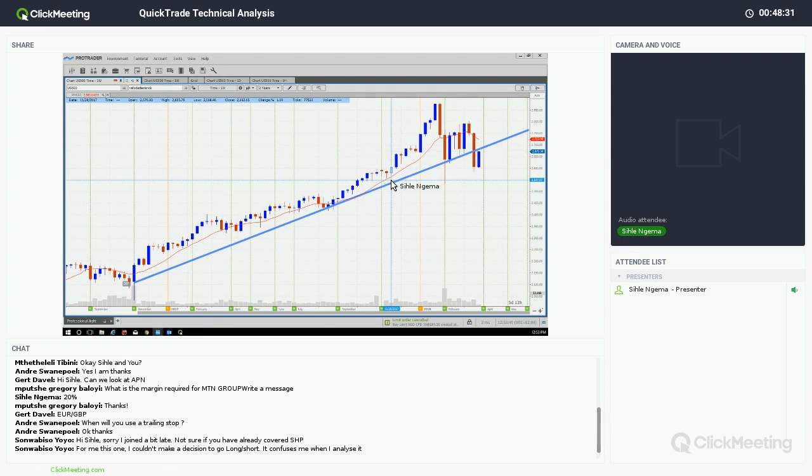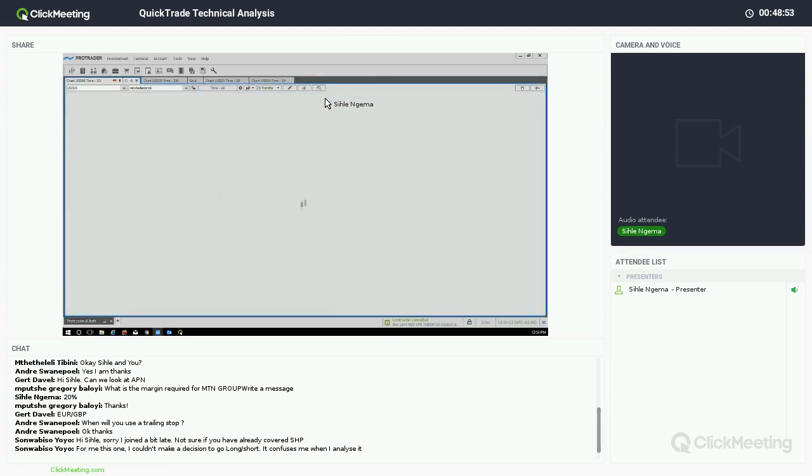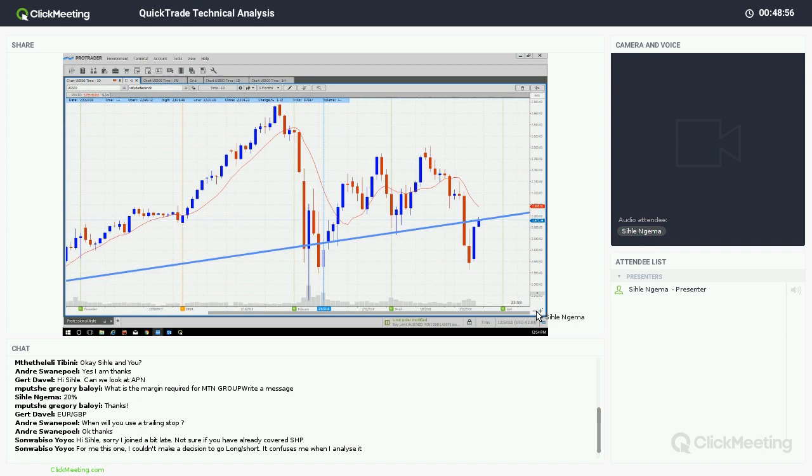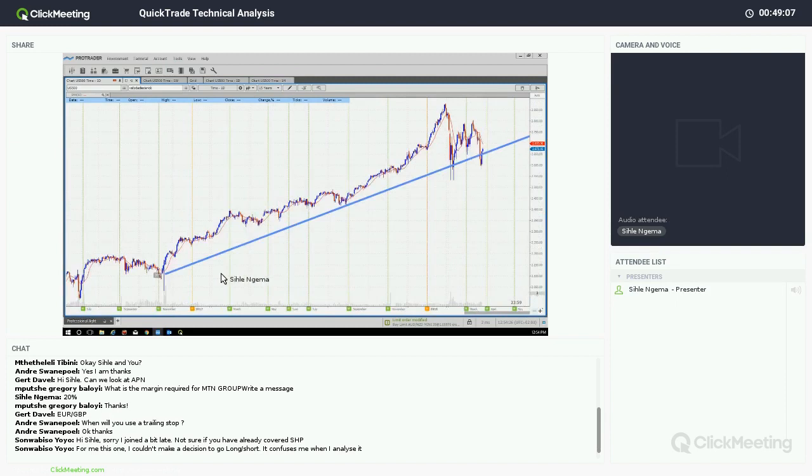2540 maybe from where we are. We could actually do more than 100 points there on the S&P coming off. And when that happens, it won't just be the US going down. Our markets are also going to be going down together with the US markets.